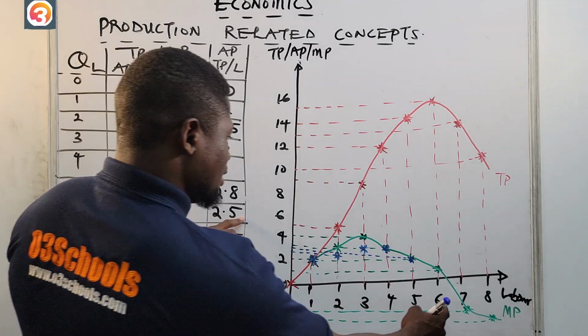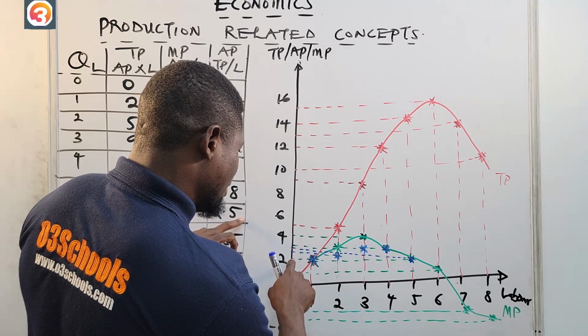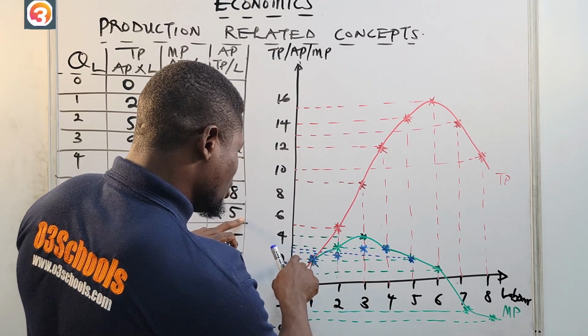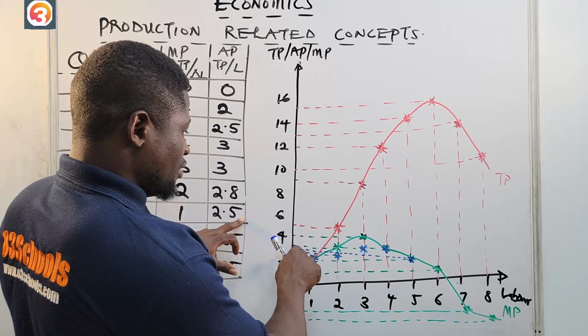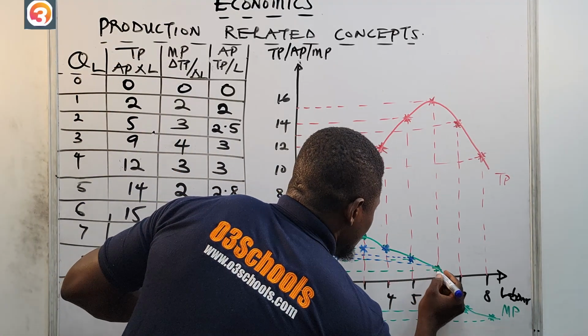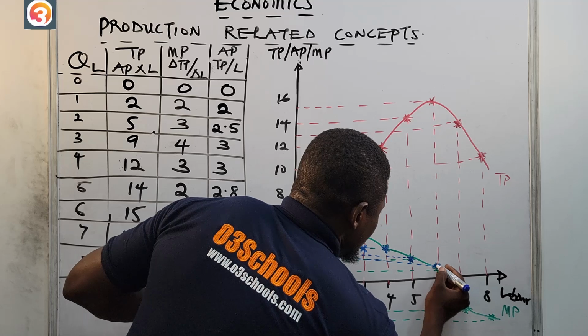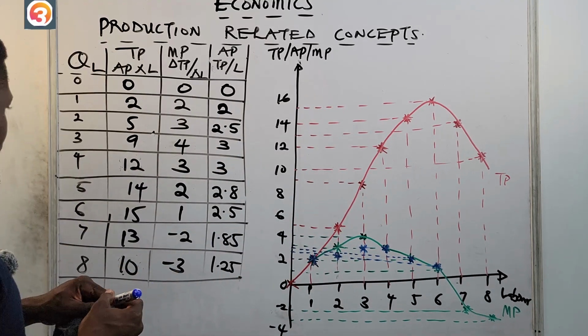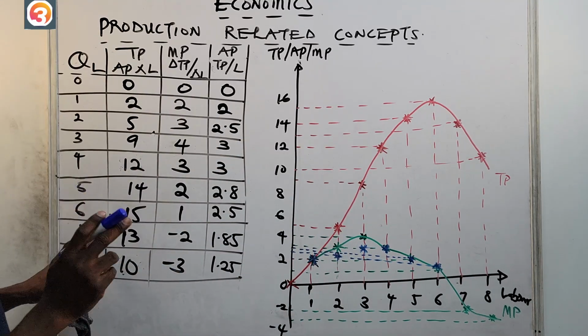All right. Look at 6 here. What was our 2.5? Look at our 2.5 here. This lower one. This is our 2.5. So we trace it, okay, to go and meet 6. This is our 2.5. Then when it was 7, it was 1.85.